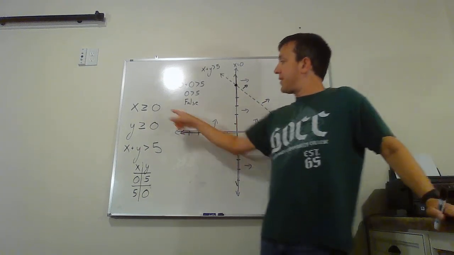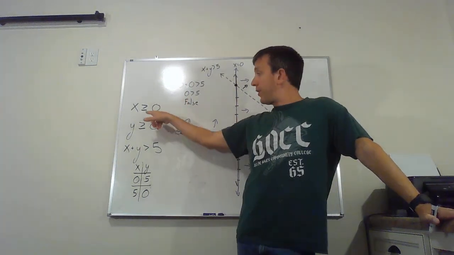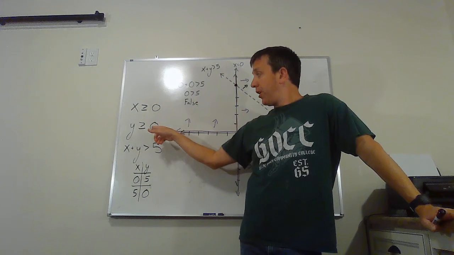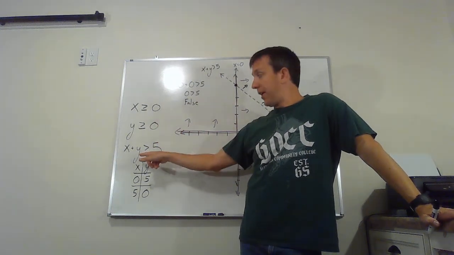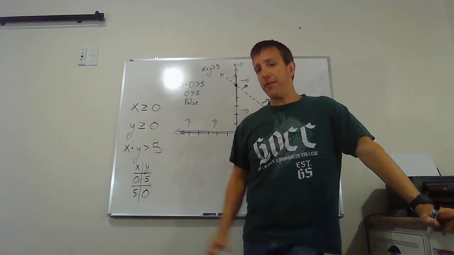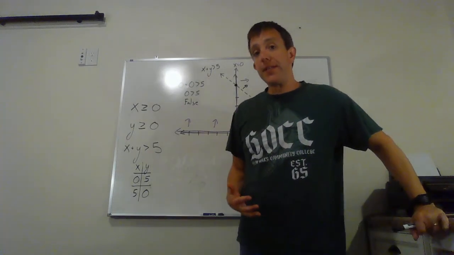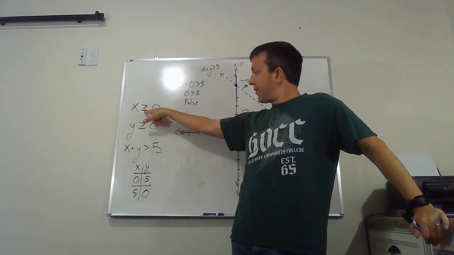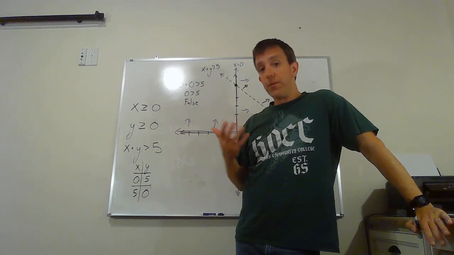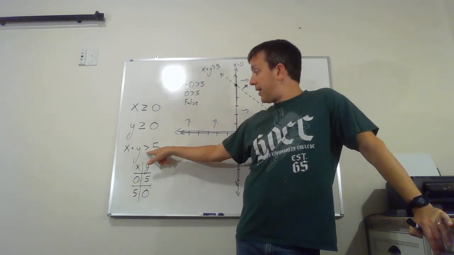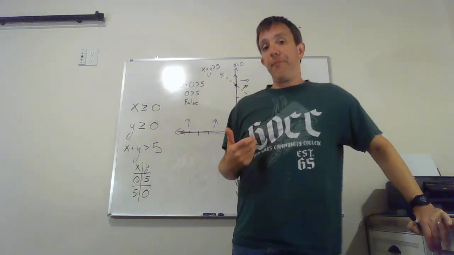All right, so my first example is the system with x is greater than or equal to 0, y is greater than or equal to 0, and x plus y is strictly greater than 5. So the first thing that I notice here is those first 2 lines have the line underneath, so those are going to be solid lines, and the last one does not, so it will be dotted.